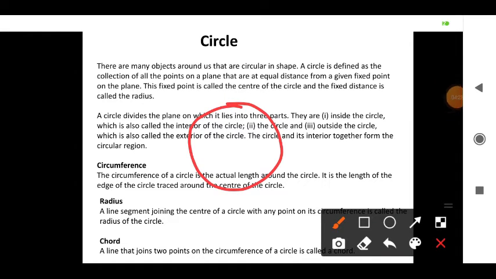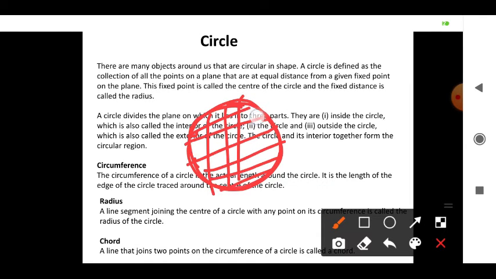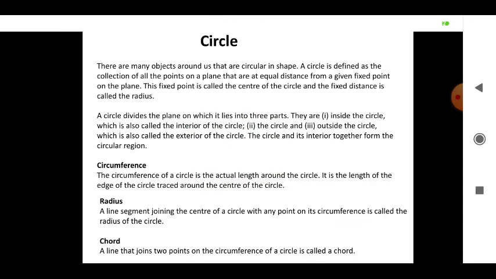And chord, what do you mean by chord? A line that joins two points on the circumference of the circle. I told you circumference means this one. Any two points, if you join them, that will become a chord. See here, any two points on the circumference of the circle, if you join them, that will become the chord.